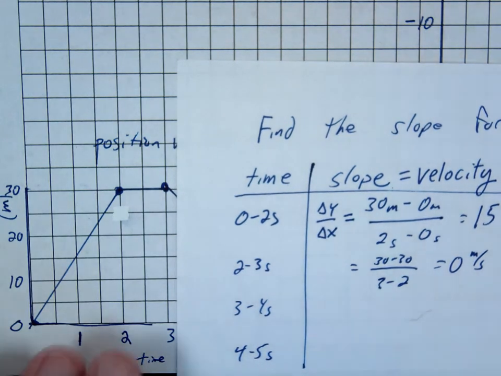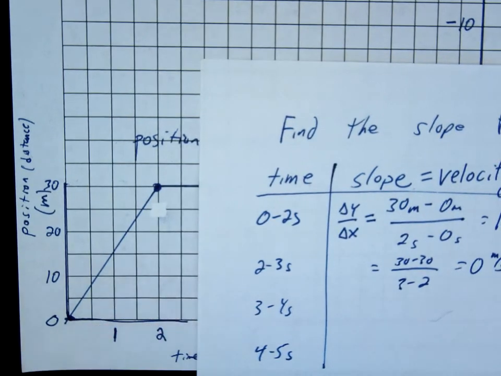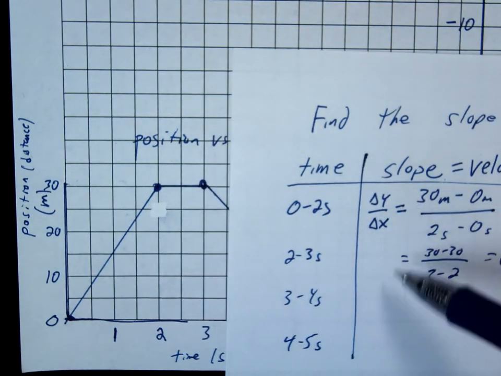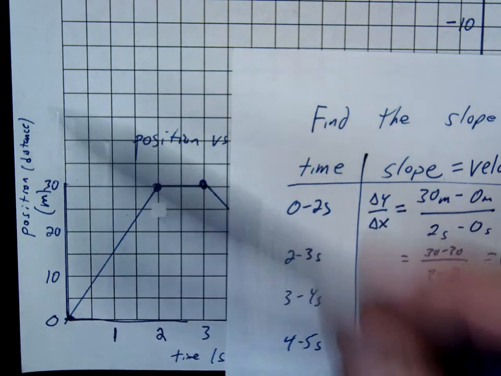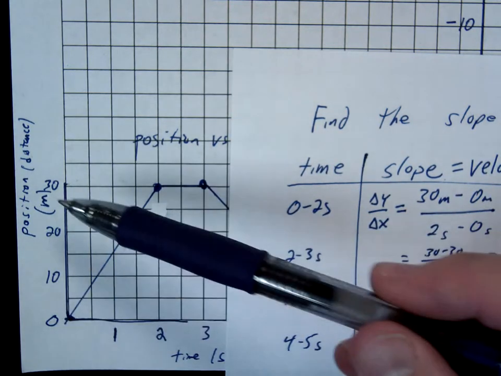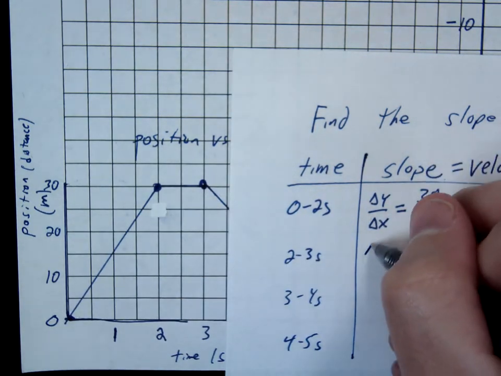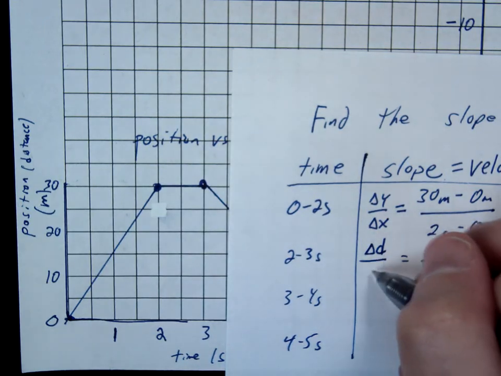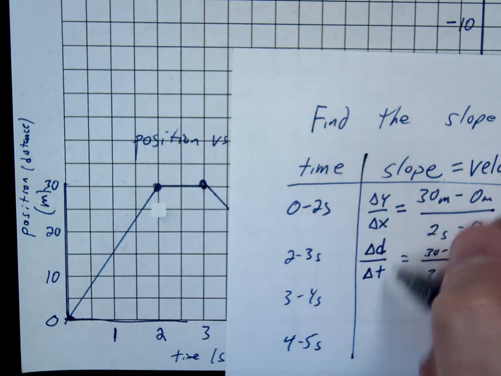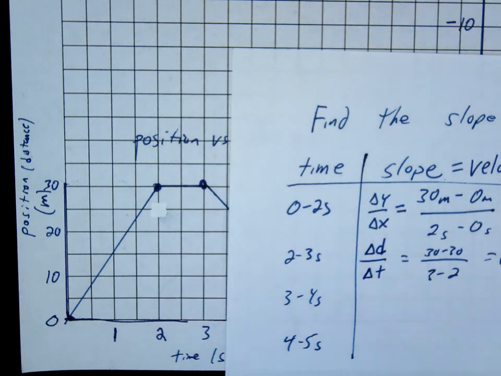By the way, it's a good idea to take a look at your graph. We generically say slope is delta y over delta x, but in this case, we have meaning for delta y. What is our y-axis? Position, or distance. So instead of delta y, I could write delta d. And what is our x-axis? Time. So instead of delta x, I could write delta t. And what is delta d over delta t? Velocity. So we can use that to help guide us when we're looking for the meaning of slopes.